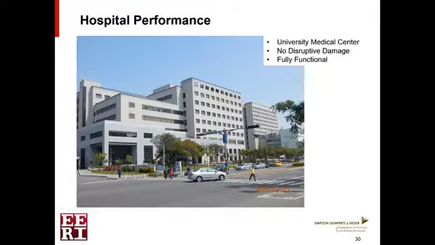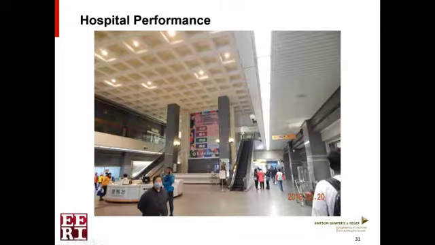This is a University Medical Center near downtown Tainan that I showed in one of my first slides. It also did not have any disruptive damage and appeared to be fully functional. This is a photograph inside of that medical center, and you can see it's basically of size related to an airport. Really no damage that you could observe anywhere, and it was not affecting its use as a hospital as intended. And it seemed like business as usual, again, within 2 weeks of the earthquake occurring.